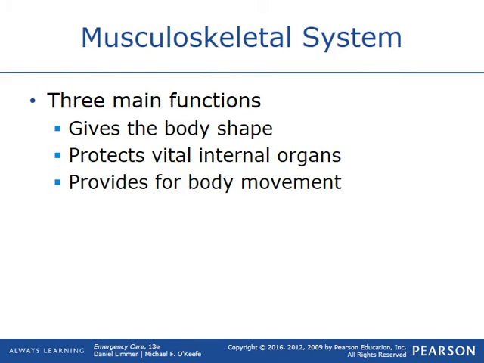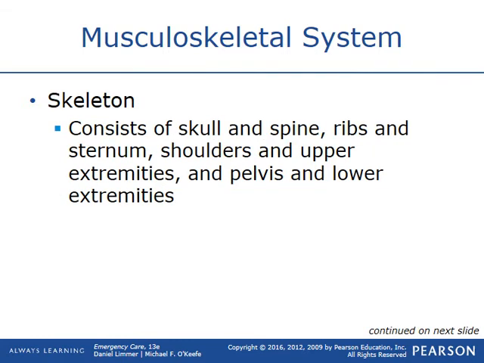Musculoskeletal system. Really, it has three main functions. So it gives the body shape, it protects vital internal organs, and it allows for body movement. Consists of the skeleton, which is the skull, the spine, ribs, sternum, shoulders, upper extremities, pelvis, and the lower extremities.